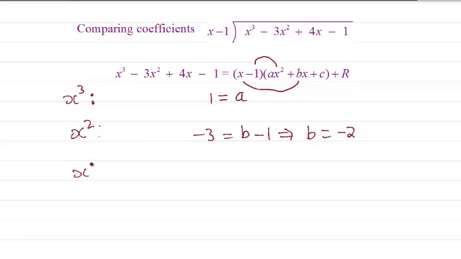Then we can compare x. So the coefficient here is 4. Now the x term here can be x times the constant there, or this minus 1 times b here. So 1 times c, that's just c. Here we got b times minus 1, that's minus b. So minus b is equal to plus 2 then. So from here you get c equal to 2.